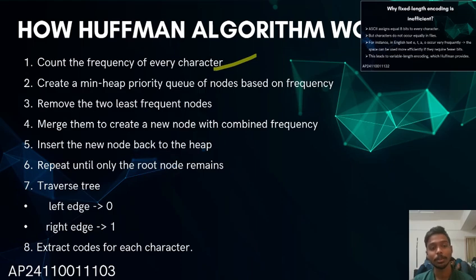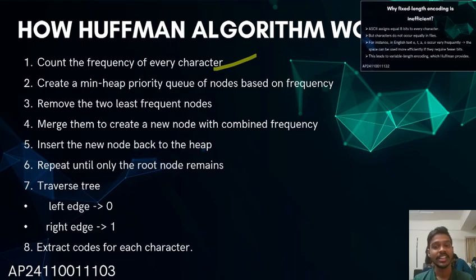Now let's discuss step 3. Remove the two least frequent nodes. We take two nodes with the smallest frequencies, remove them from the heap and merge them into a new node. This new node represents the combined frequency of the two characters. The idea is that the least frequent characters should end up deeper in the tree, because that gives them longer binary codes, which is acceptable since they appear rarely.